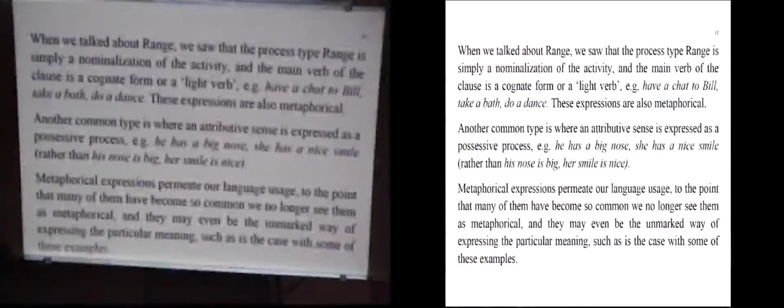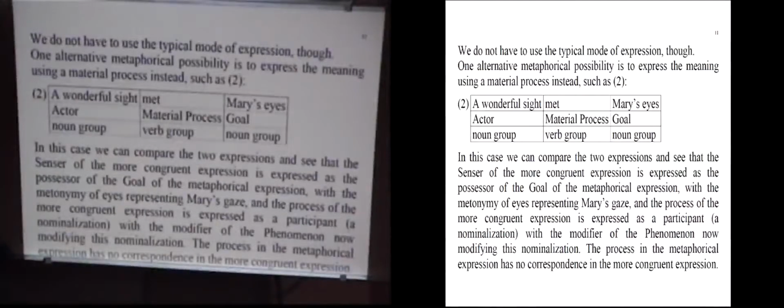So if we're just comparing this, in the book he puts them together to show you the different analyses. The point is that there's going to be a lot of moving around of the different types of participants. And you do this for particular reasons. It depends on what you want to be the theme. And especially if you want it to be the unmarked theme, which is the subject, then you sometimes have to move things around.